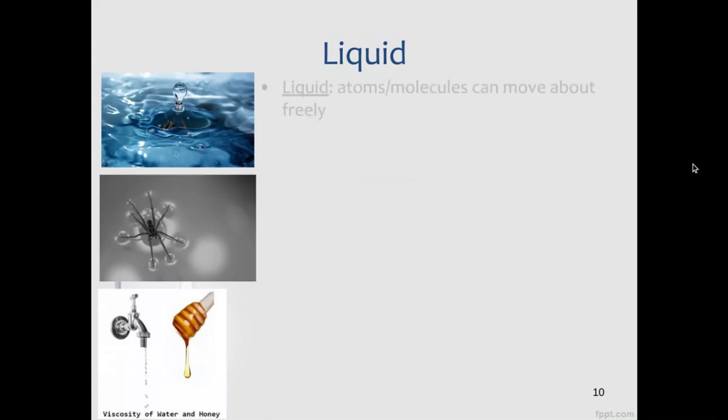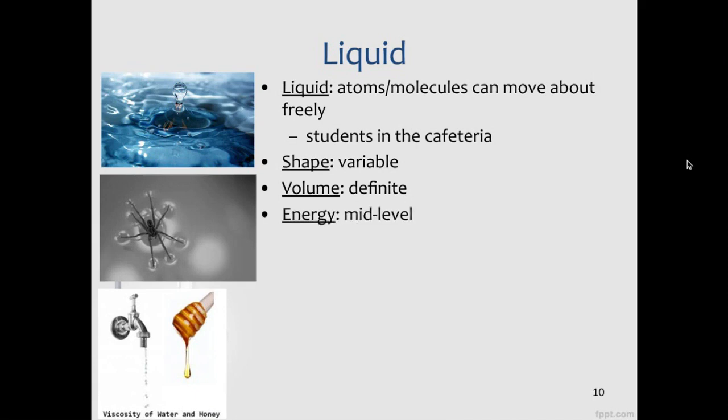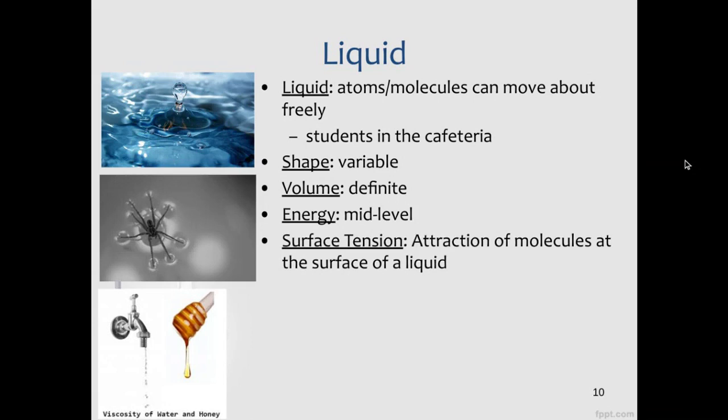Next, we have a liquid. These atoms and molecules can move about freely. So, for example, students in the cafeteria, you can get up, you can take your stuff to the trash can, you can come back, you could even move to another table if you'd like. So our molecules move about freely. They have a variable shape. So depending on what room we put you in, students take on different shapes. The volume is definite, so that doesn't change, and the energy is considered mid-level.